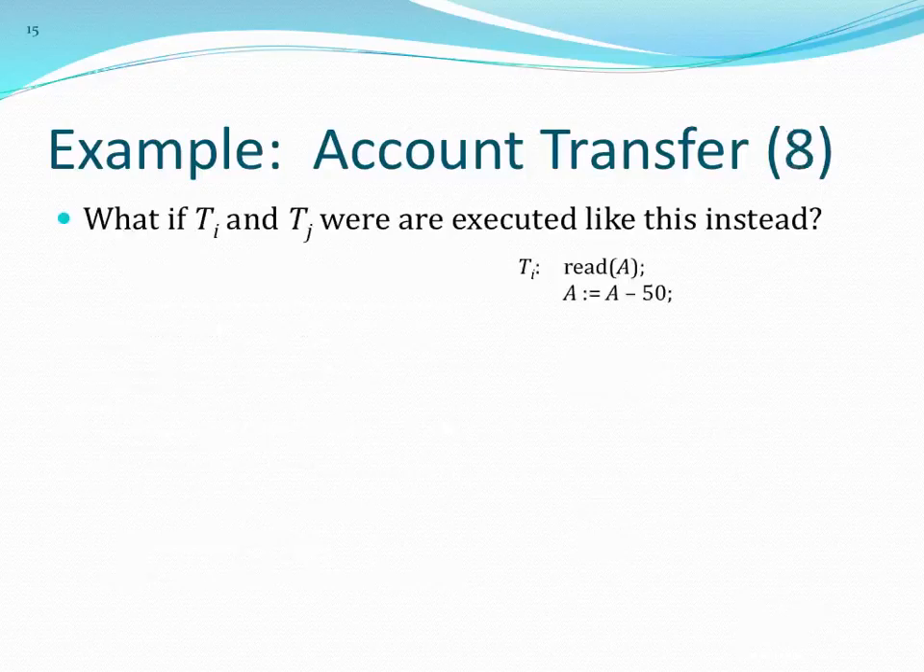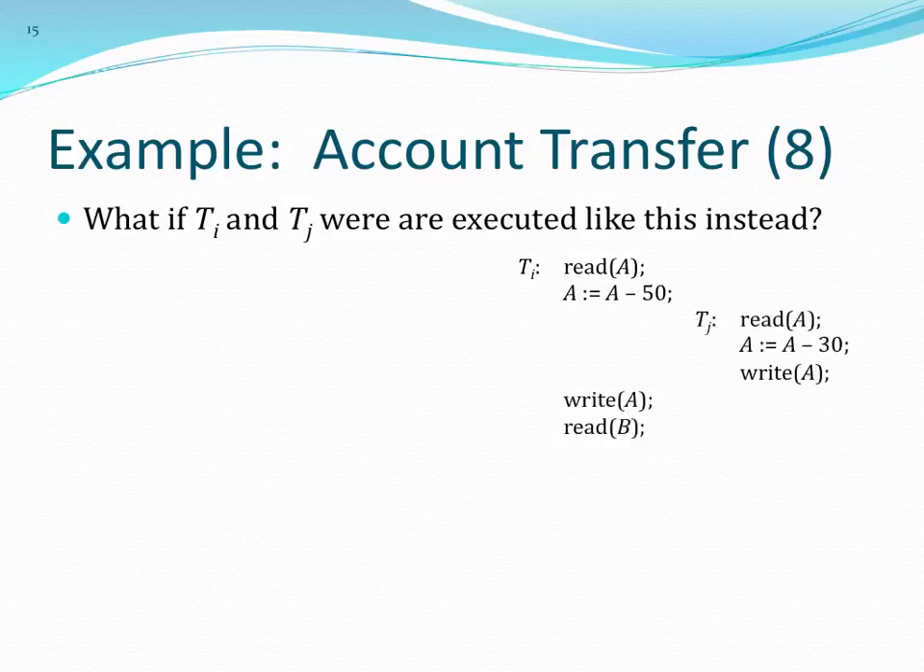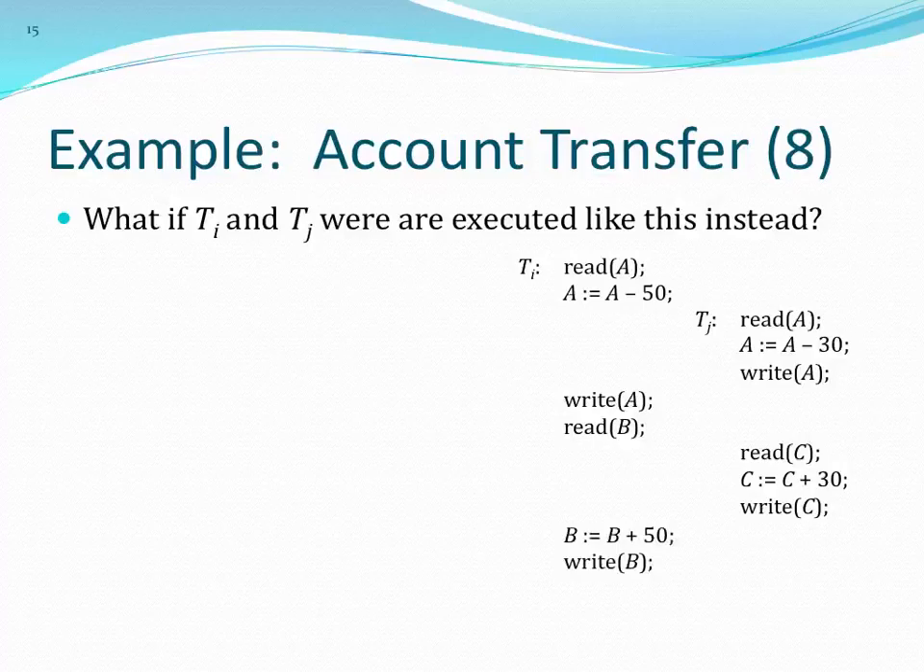Okay, yeah, so what if we had this instead? TI reads A, subtracts 50, and then TJ reads A and subtracts 30 and writes it back, and then TI writes A back. And then you have TI reads B, and then TJ does its read and modify and write on C, and then TI completes its operation. Is this okay?